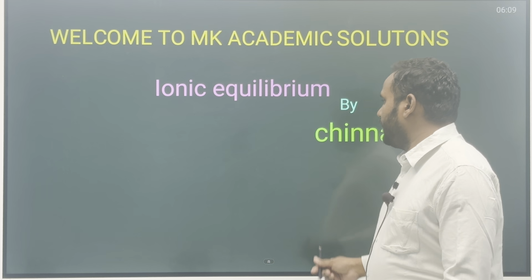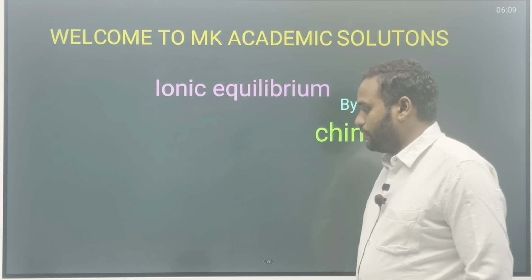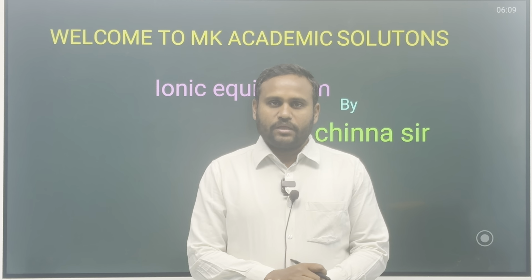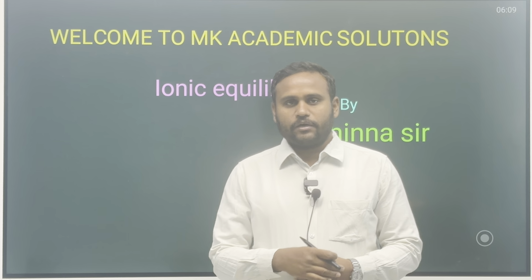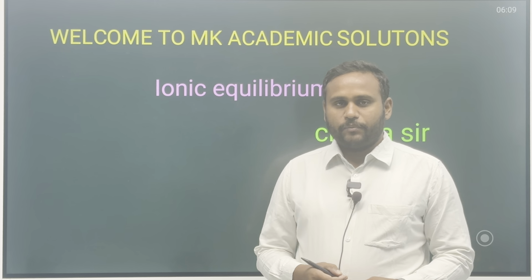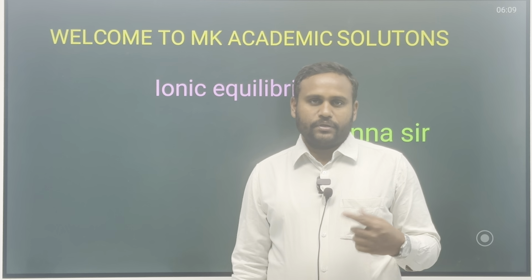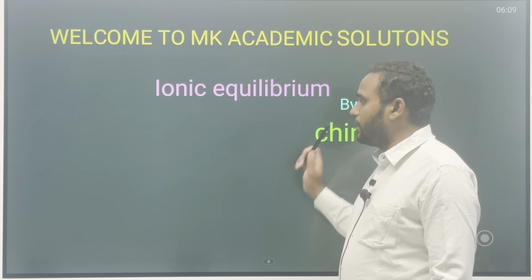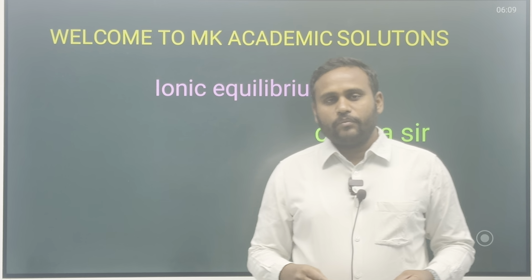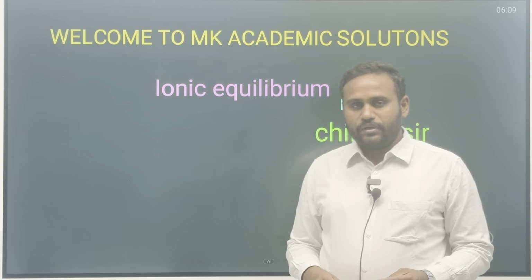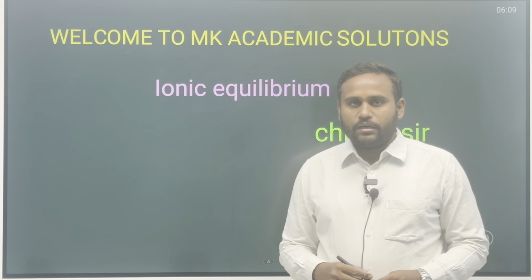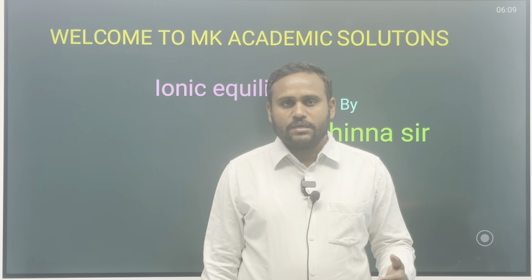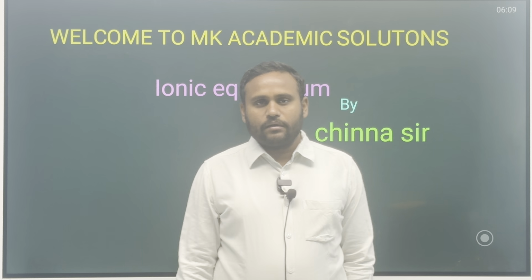In this video I am going to explain ionic equilibrium. In the last videos I explained chemical equilibrium, its applications, the Le Chatelier principle, and how to calculate equilibrium concentrations, and this is the continuation of that lesson. So what is ionic equilibrium? If equilibrium exists between ions, that is called ionic equilibrium. Simply, equilibrium involving ions is called ionic equilibrium.